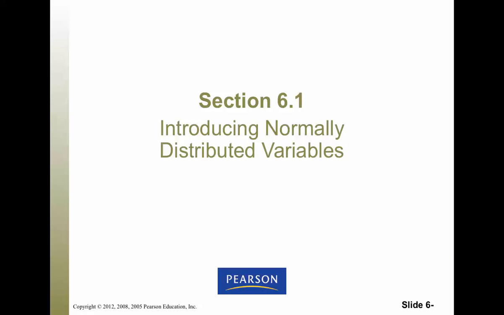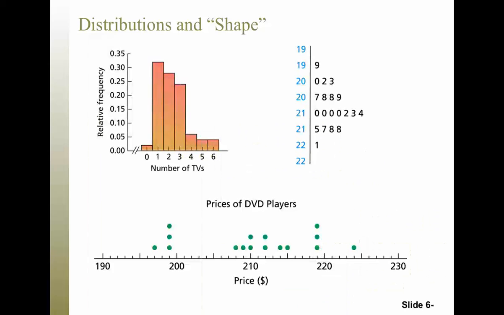Okay, so normally distributed variables. So we've seen some things like this. These are ways of visually seeing the distribution of the data. Okay, so this was like a histogram or bar chart. This was a stem and leaf plot, and this is a dot plot. But they're all kind of showing us the same thing. They're showing us the shape of the distribution.